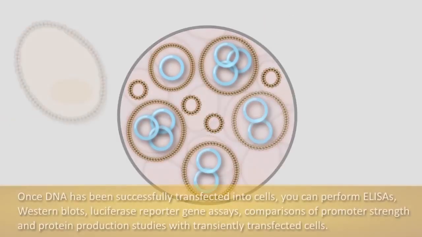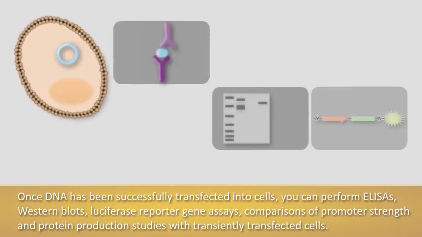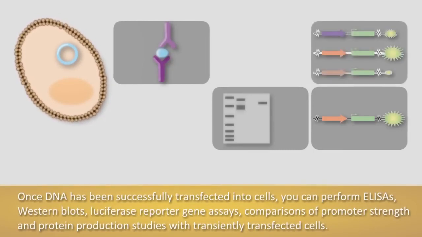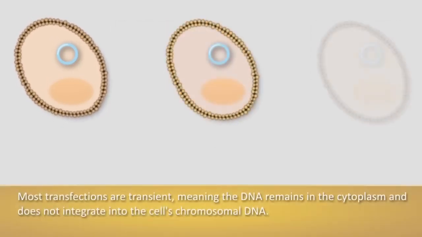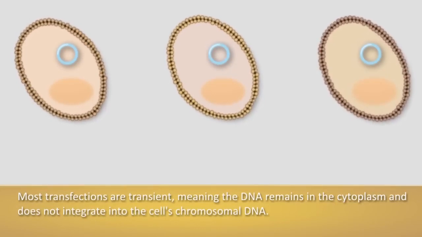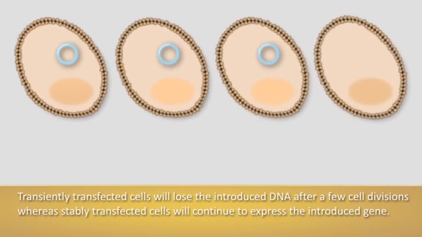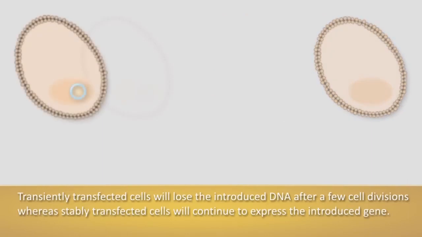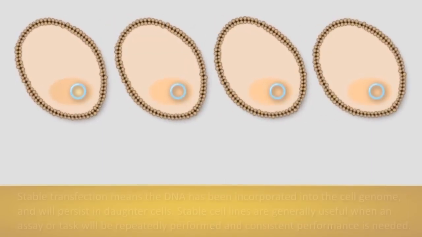Once DNA is successfully transfected into cells, you can perform ELISAs and Western blots, luciferase reporter gene assays, comparisons of promoter strength, and protein production studies using transiently transfected cells. Most transfections are transient, meaning that the DNA remains in the cell cytoplasm and does not integrate into the cell's chromosomal DNA. Transiently transfected cells will lose the introduced DNA after a few cell divisions, whereas stably transfected cells will continue to express the introduced gene.